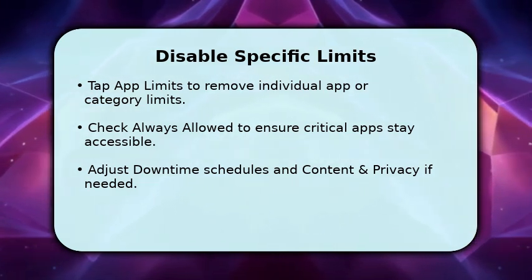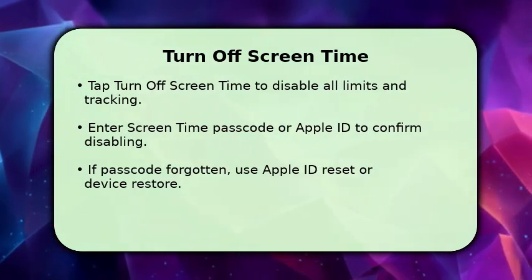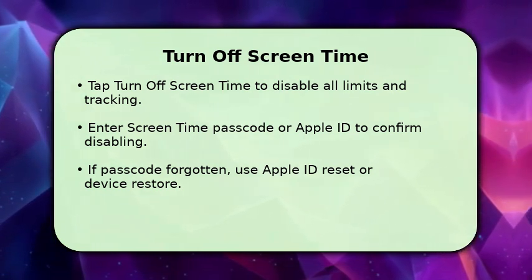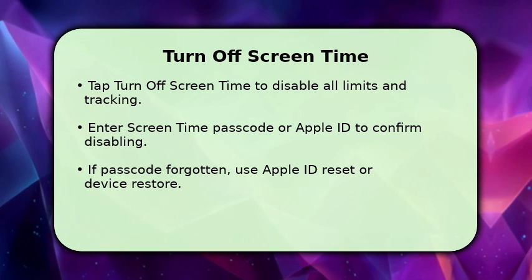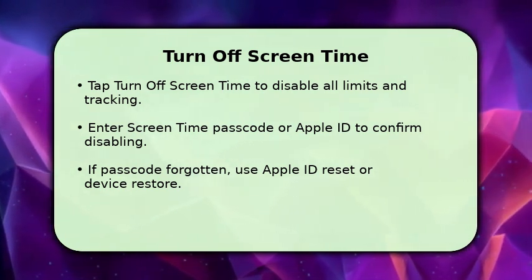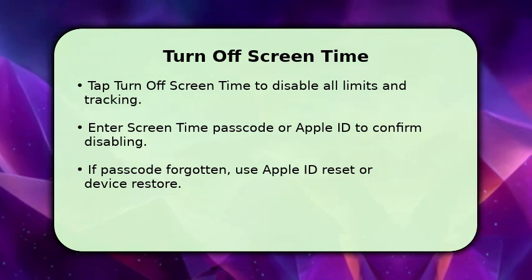Finish by turning off screen time entirely. Scroll down and tap Turn off screen time. You'll be prompted to enter the screen time passcode. If prompted for your Apple ID to confirm, enter it to disable enforcement. Once off, app limits, downtime, and reports stop immediately. Make sure to check that changes applied by reopening screen time.